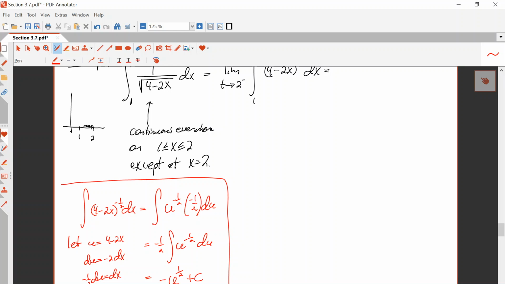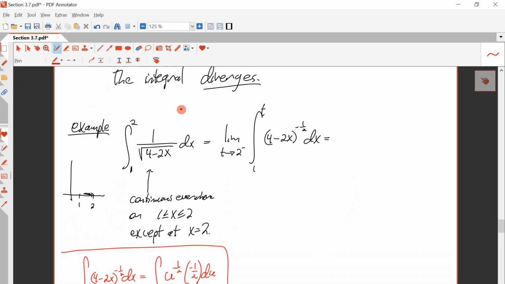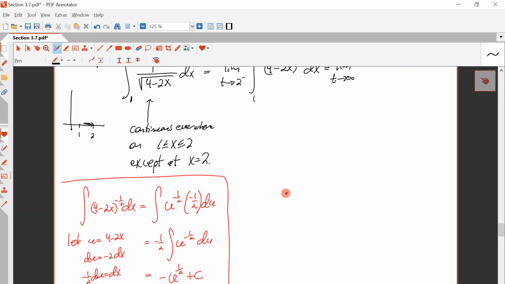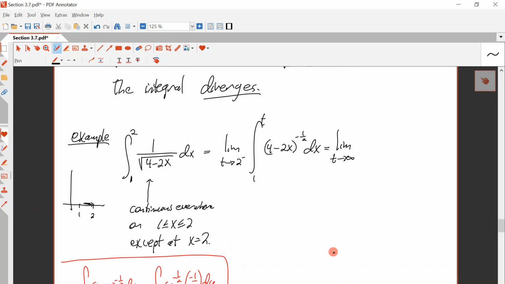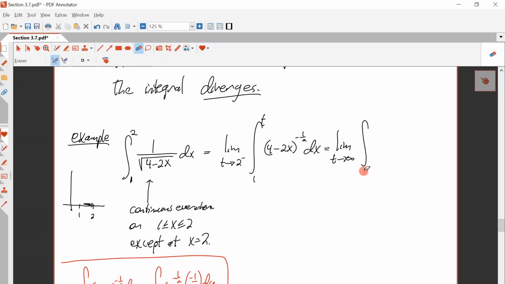So let's plug that antiderivative into the main calculation over here. Because I've got all these limits and other things going on, dragging all that along while I'm doing this calculation makes things kind of messy. Now that I know what this antiderivative is, I can do things a little more neatly. So it's the limit as t goes to infinity of minus square root of 4 minus 2x from 1 to t.